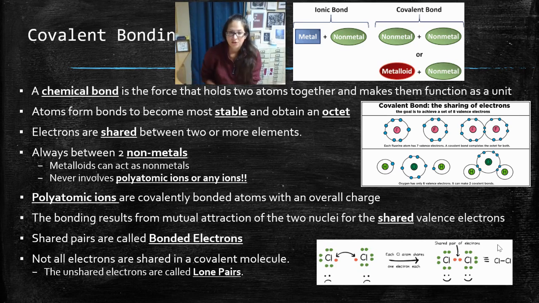And then the green ones that you see there, all of those are going to be what we call a lone pair or unshared electrons. So they're over here and they have a lot of repulsion power. So that's something to note about them.